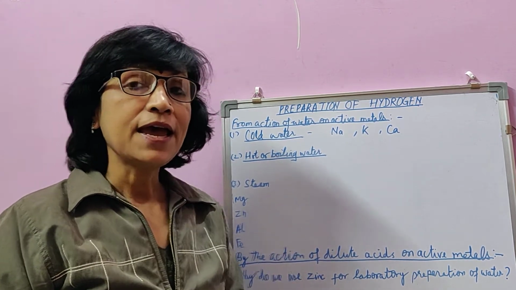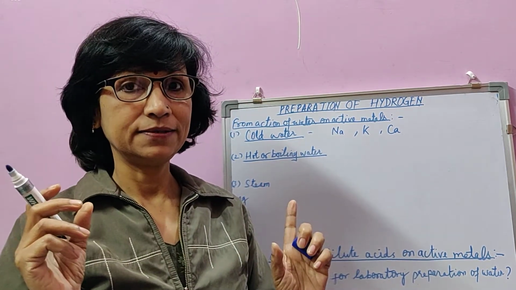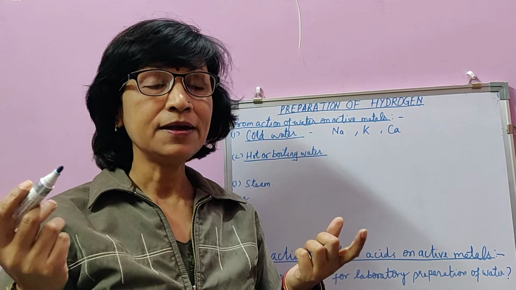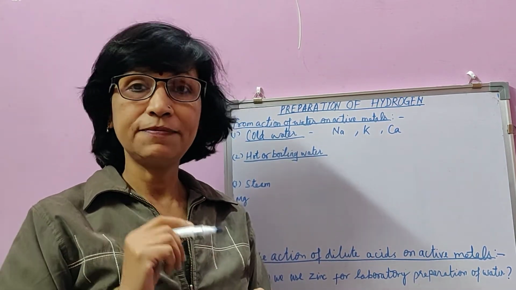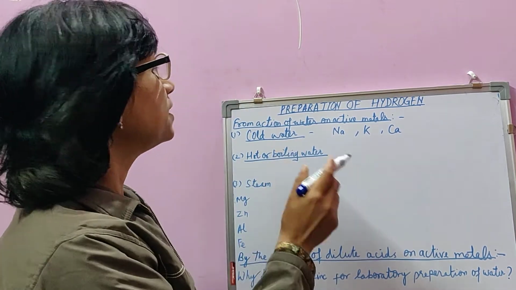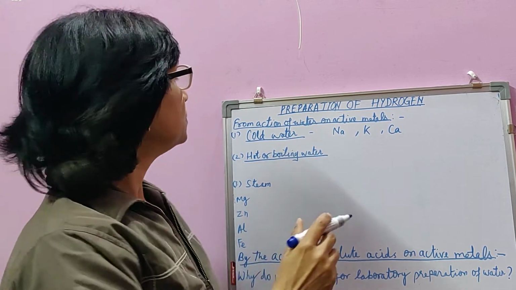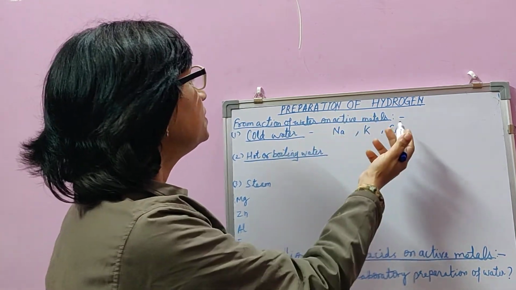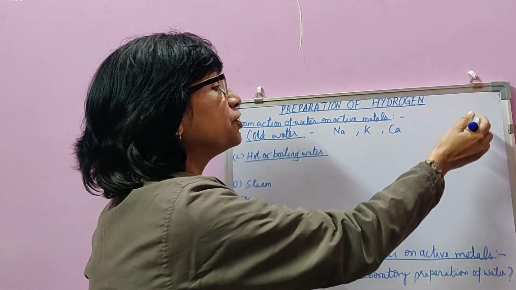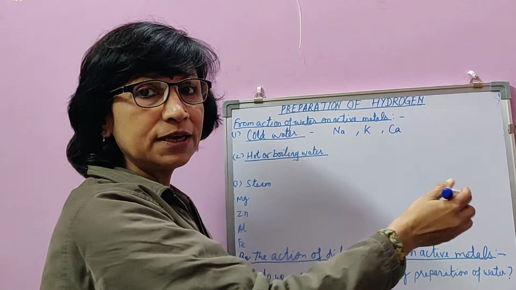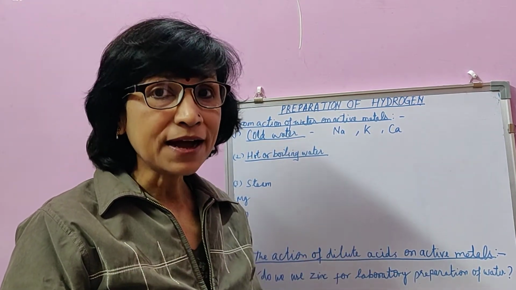The metals above hydrogen in the activity series of metals are said to be active metals because they are more active than hydrogen. And because of being more active than hydrogen, they can displace hydrogen from water. So, in this method we use active metals: potassium, sodium, calcium, magnesium, aluminium, zinc, iron, tin, lead. All these metals are more active than hydrogen.